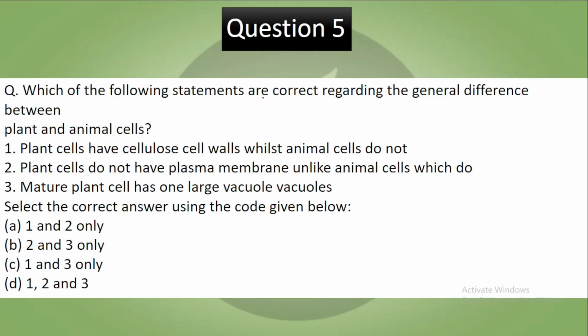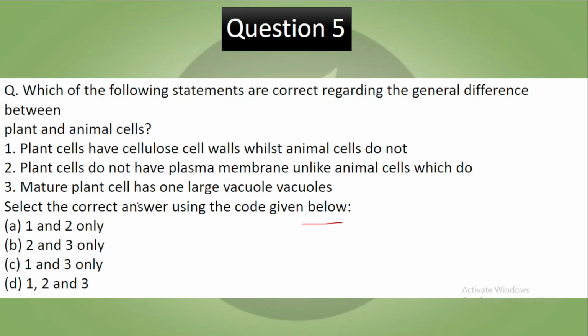Question 5. Which of the following statements are correct regarding the general difference between the plant and animal cells? Plant cell have cellulose cell wall while animal cells do not. Plant cells do not have a plasma membrane unlike animal cells do. Mature plant cell has one large vacuole. Which of the statements are correct? Pause the video, try to answer. Now let's see the answer.